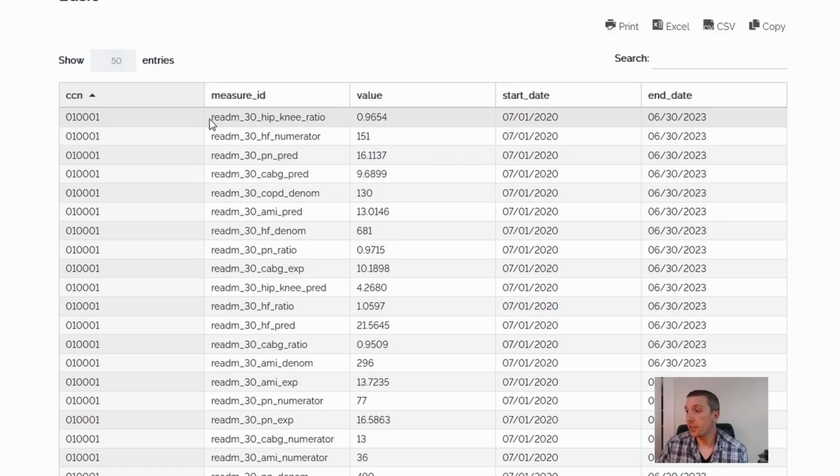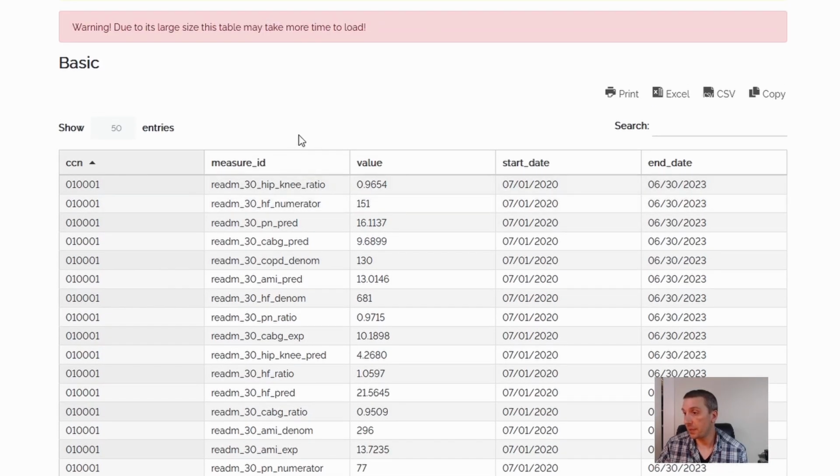This can be seen a little bit more easily with the data. So here we have the ratio, right? We have the values that go into the numerator and then the denominator. Some of them don't have denominators.